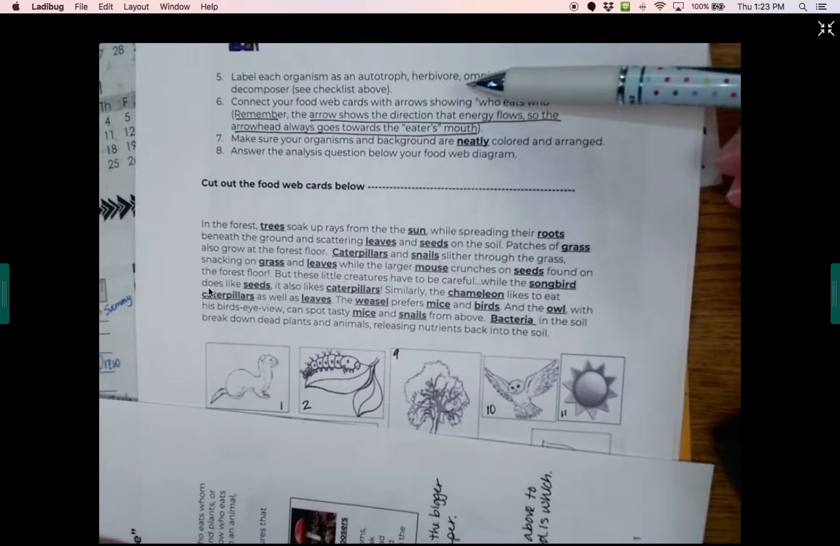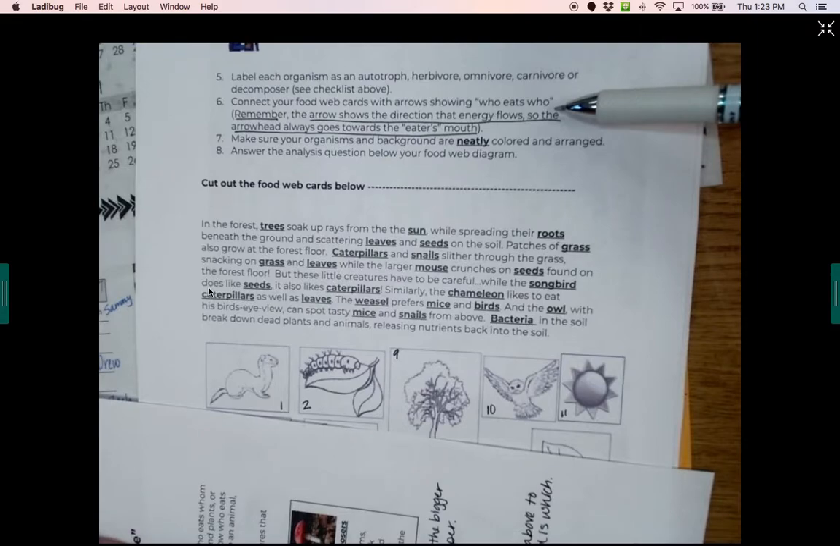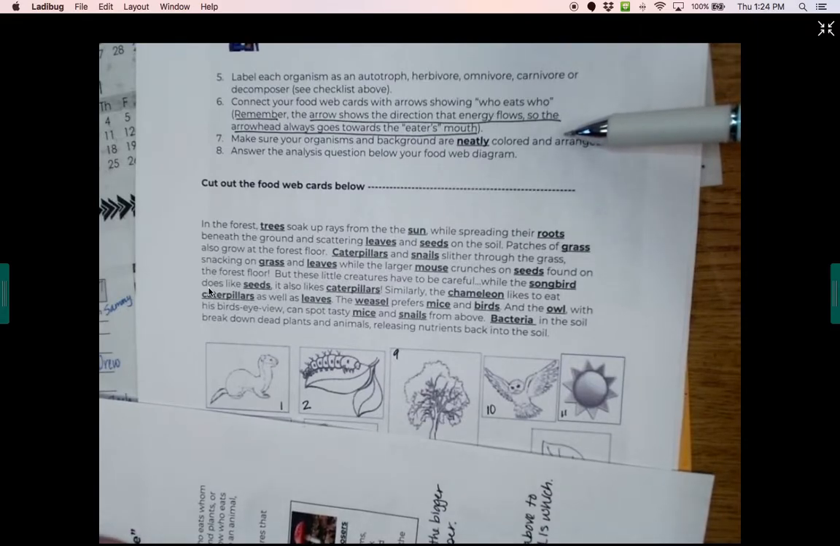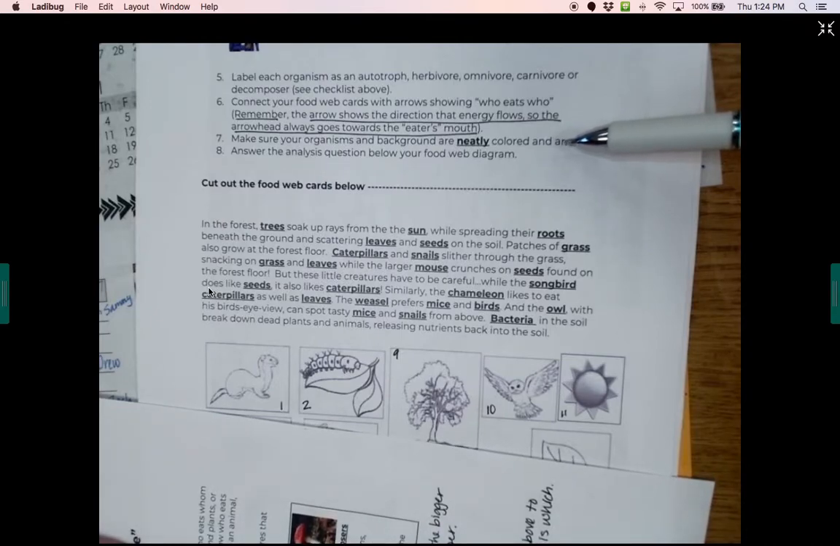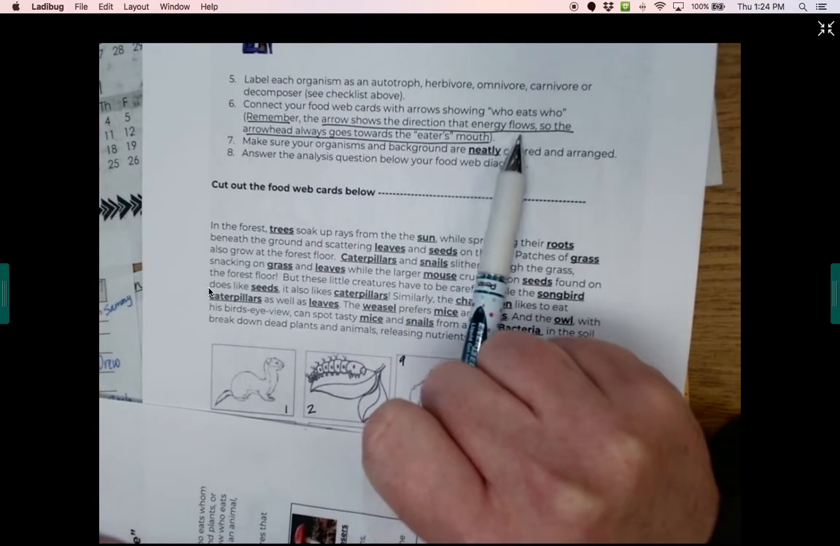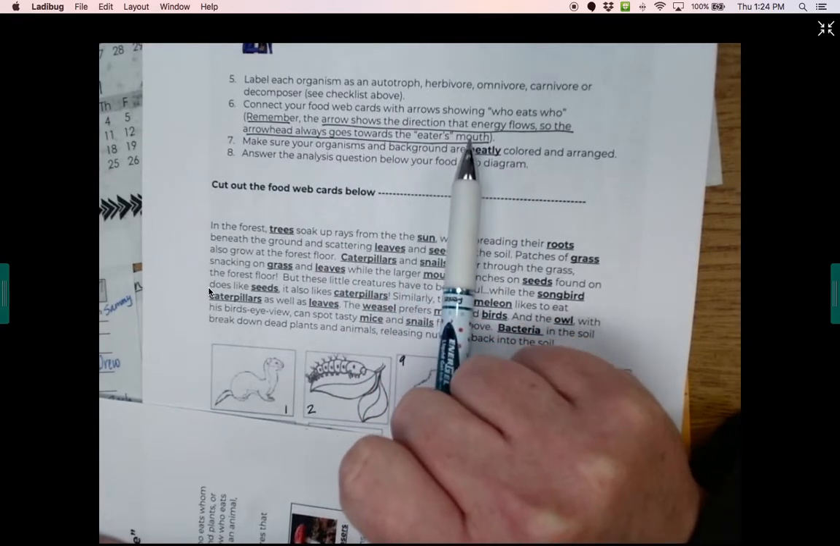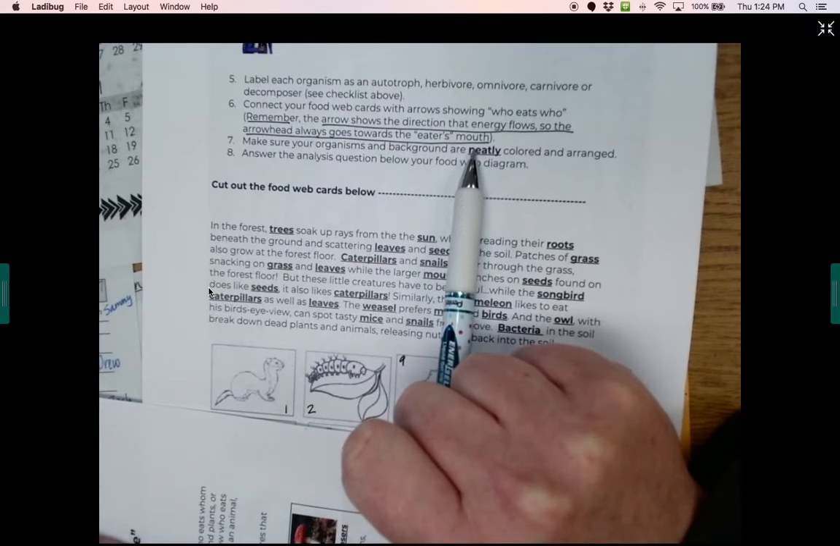with arrows showing who eats who. Now, the arrows show the direction that the energy flows. Okay? The consumer does not give energy to the producer. So the arrow is going, this is really helpful how they have this. The arrow shows the direction that the energy flows. So the arrowhead is always going towards the eater's mouth. So who is eating, the arrow points that way.